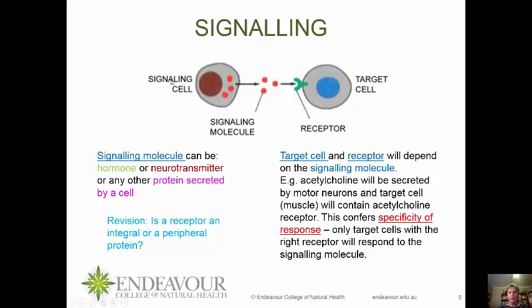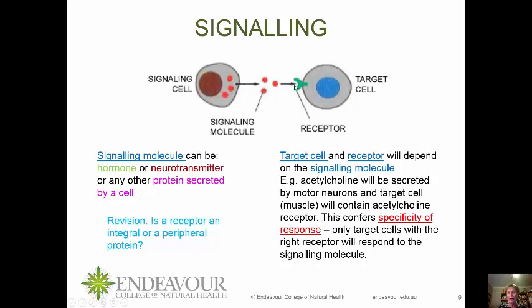So we've got a signaling molecule that is released from the signaling cell. In this example, the little signaling molecule is these 3 little red dots. It can be a hormone, it can be a neurotransmitter, or it can be any other protein secreted by a cell. That signaling molecule then goes and attaches to a receptor on a target cell. The target cell and the receptor will depend on the signaling molecule. So this green receptor here can only accept this little red signaling molecule because it's the only one that fits into the lock and key.